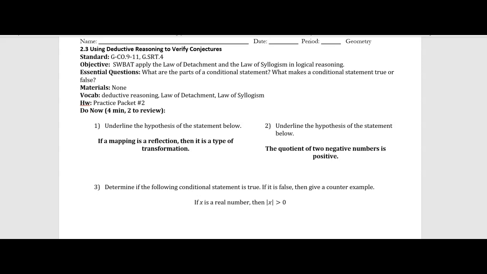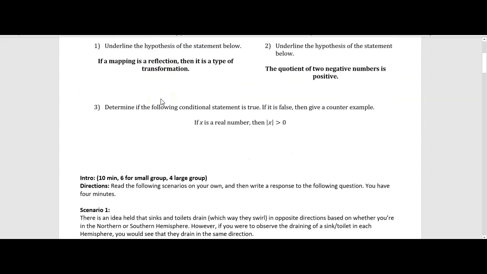Now, it doesn't mean their conjecture is true, but that's just an example of what inductive reasoning is. It's using specific examples to come up with a conjecture. Deductive reasoning is a little different, and we'll get there shortly. But before we do, let's look at a few review problems.